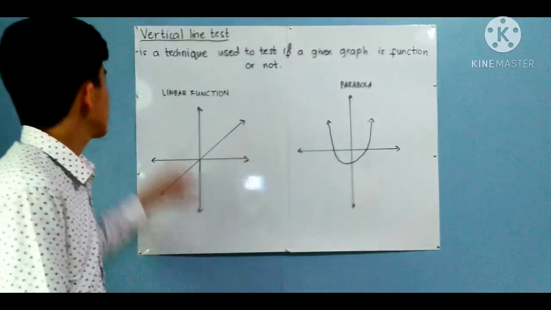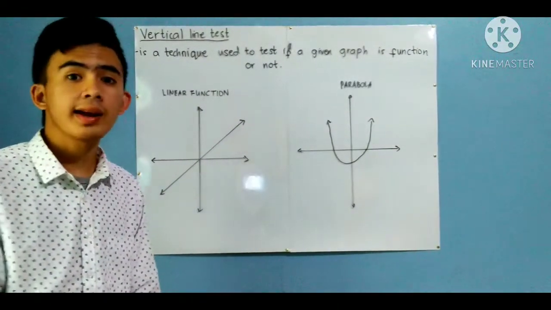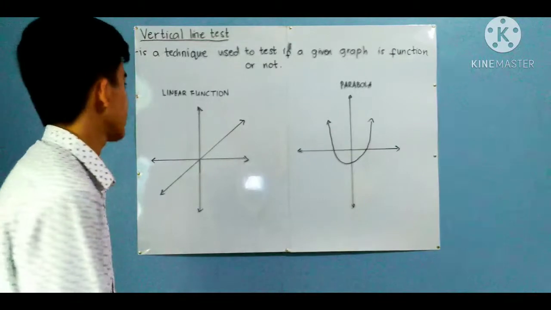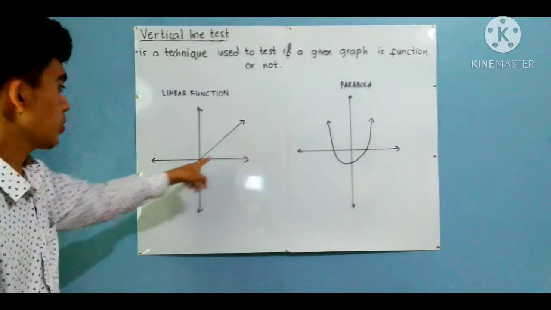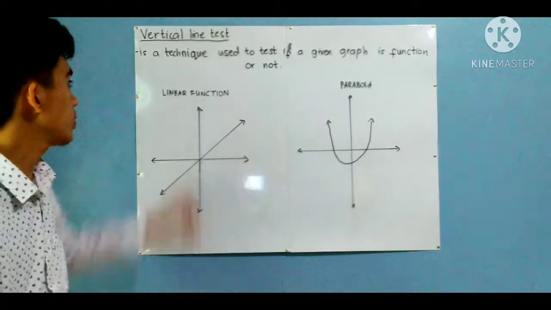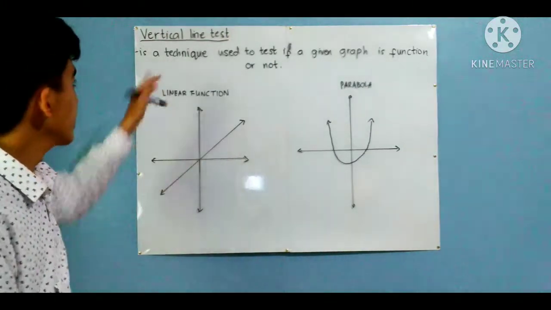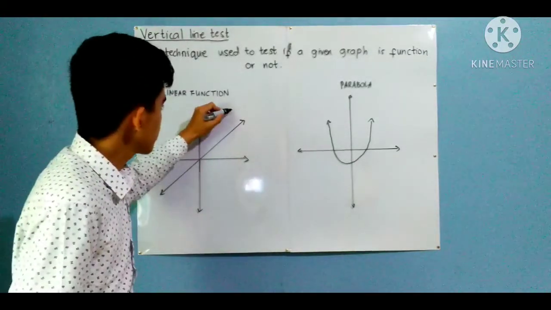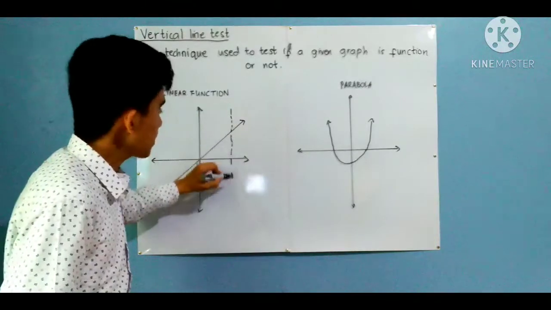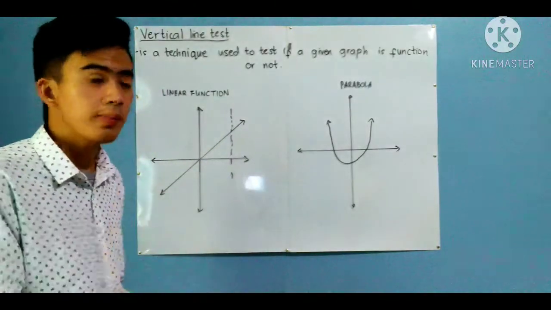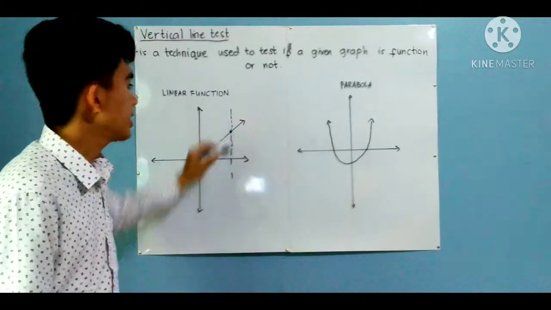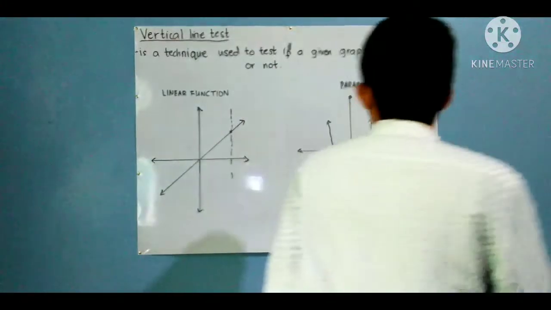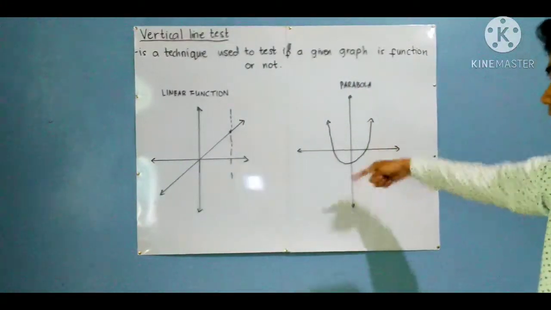Okay, so last is the vertical line test. So, vertical line test is a technique used to test if a given graph is a function or not. So, let's say ito example. So, once makita natin na straight line is tinatawag yan na linear function. So, vertical line test is once draw tayo dito ng vertical line test, let's say dito, is kapag dumaan siya into one point, is matatawag natin yan na function.